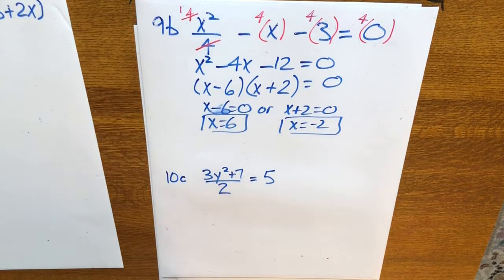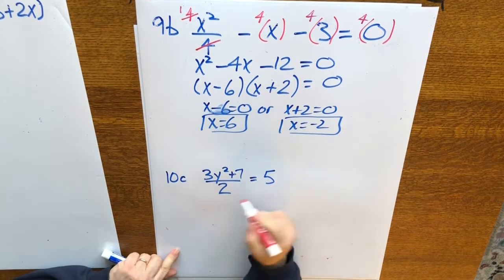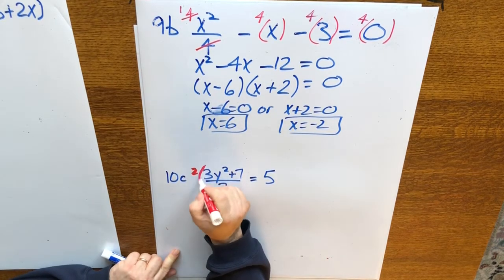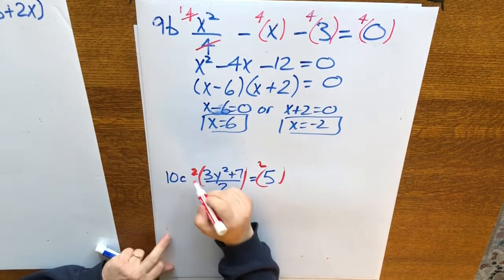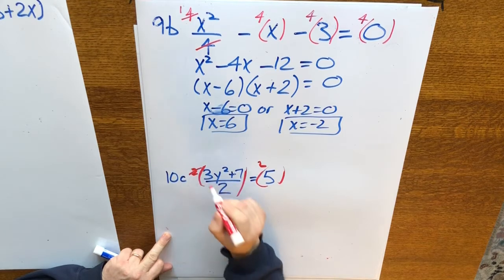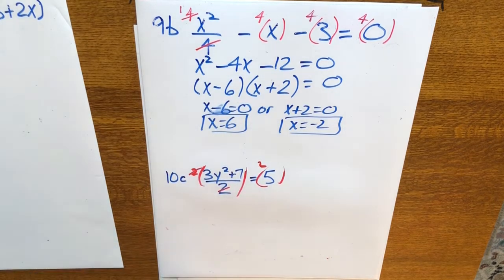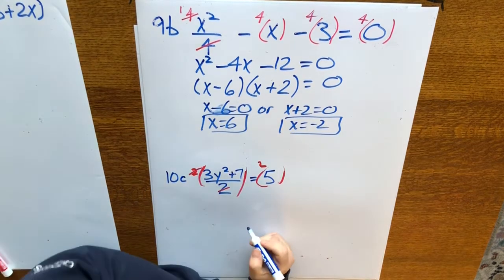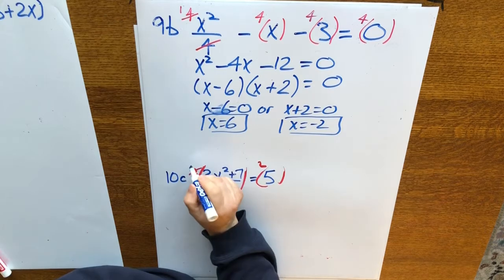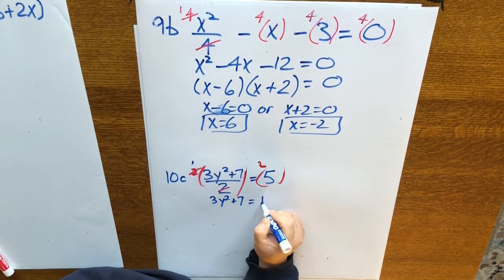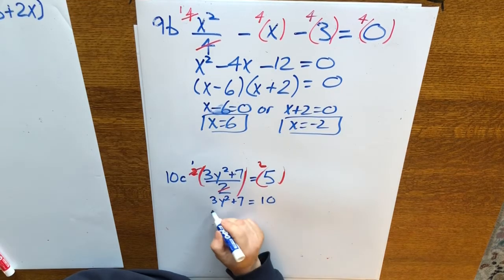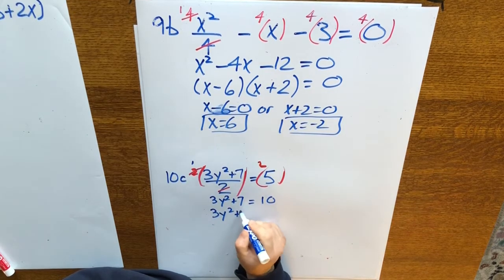This one, question 10C, is another one with a denominator. We're going to multiply both sides by 2. And when you multiply both sides by 2, you can cancel this denominator with this one. So an equation is like a balance. If you do the same thing to both sides, they maintain their balance. So canceling these 2's, we have 3y squared plus 7 equals 10. So I'm going to set that equal to 0.